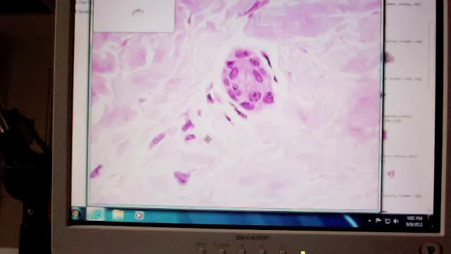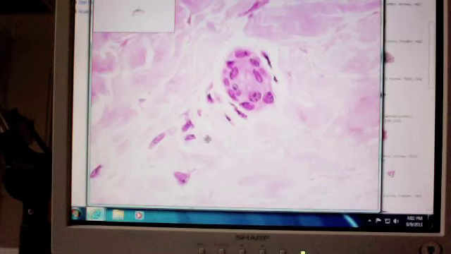Here's my next one. Stratified cuboidal. Stratified cuboidal is great. If you said bistratified cuboidal, because cuboidal by nature usually is bistratified, that would be great too. Okay.